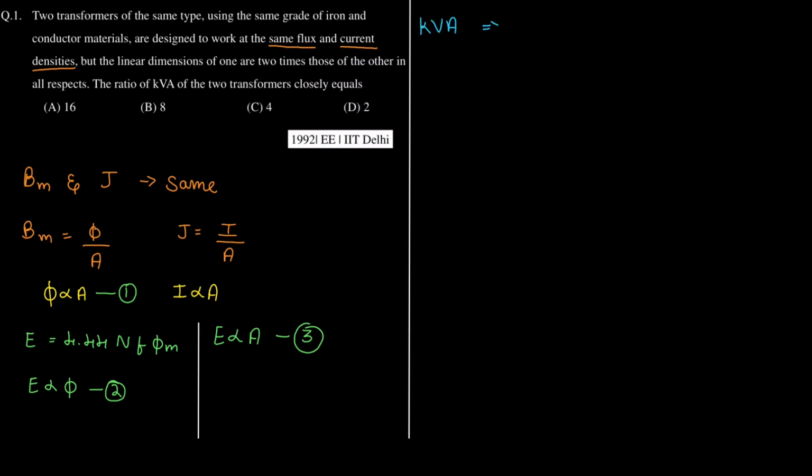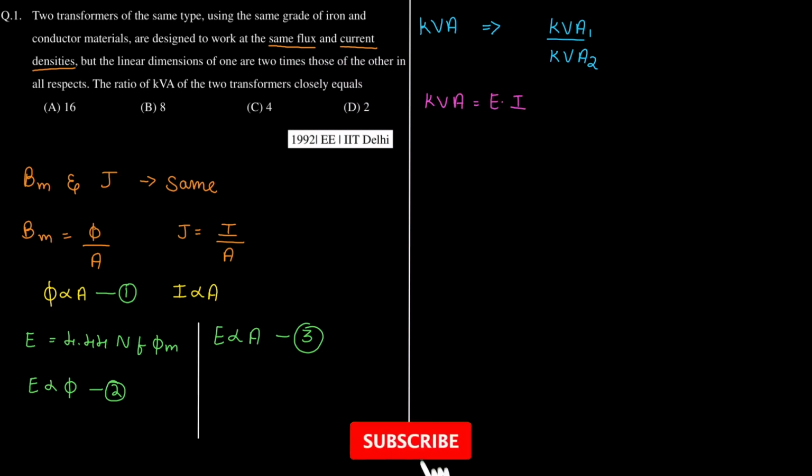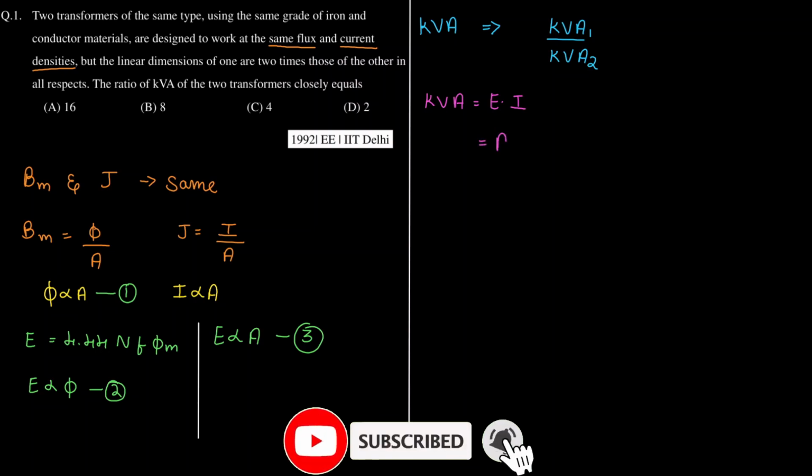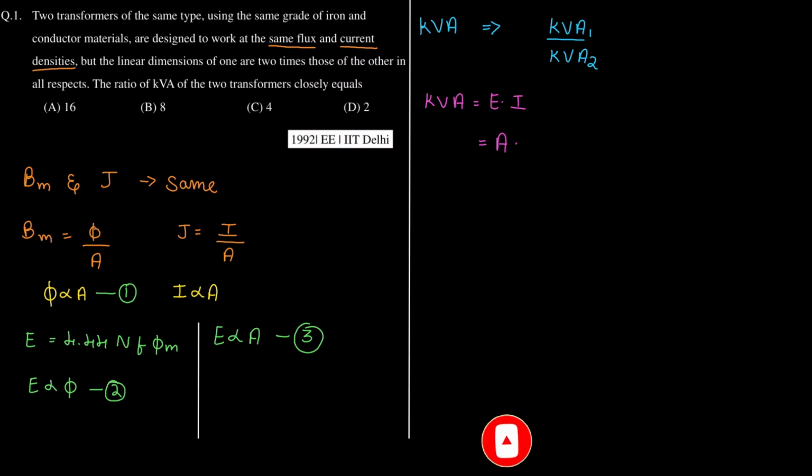Actually, we should be finding the ratio of kVA rating of transformer 1 and transformer 2. We know that kVA is basically E into I, and here E is also directly proportional to A, and I is also directly proportional to A. That means our kVA will be directly proportional to area square.